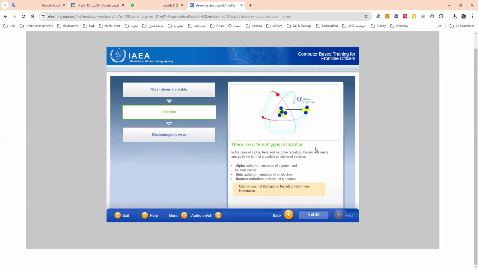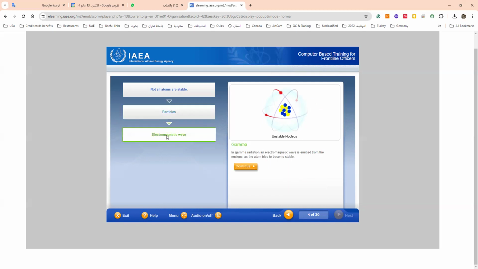There are different types of radiation as it comes out of the nucleus, as I said: beta, or alpha, or even gamma, or neutrons. All these are types of radiation. In gamma radiation, an electromagnetic wave is emitted from the nucleus as the atom tries to become stable.